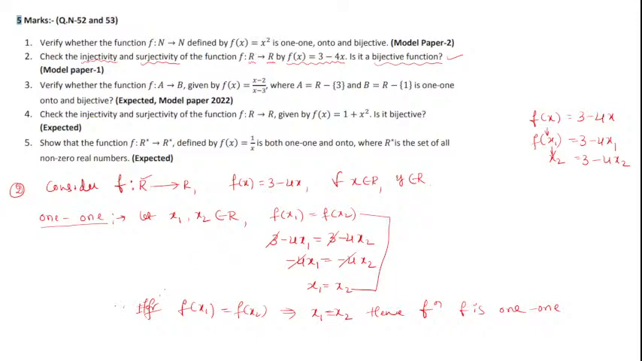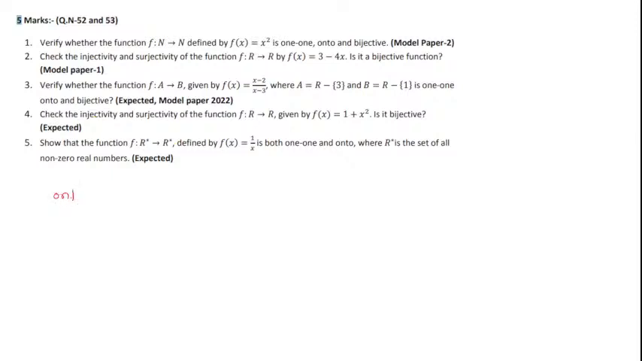Next we will go for onto function. So next we'll check out onto. So to check the onto condition, you have to take the given function as y is equal to f of x and convert y in terms of x, right? So here, consider y is equal to f of x. What is there? They have given it as 3 minus 4x. So convert this function in terms of x.